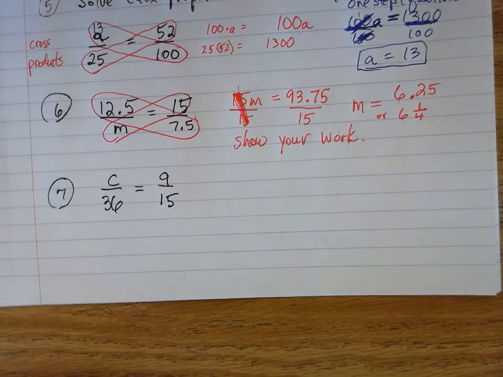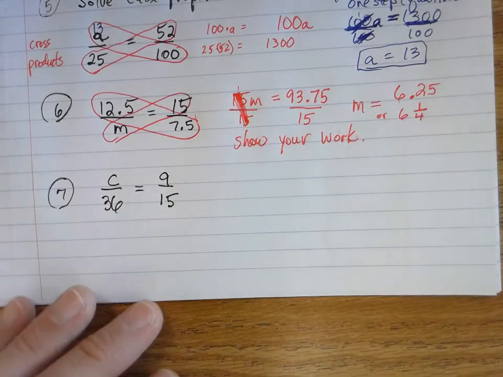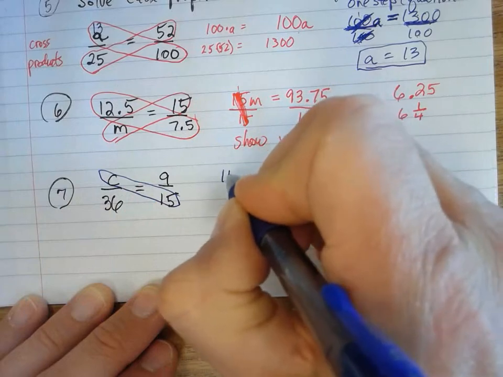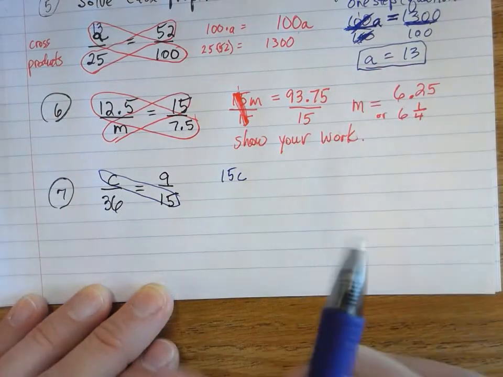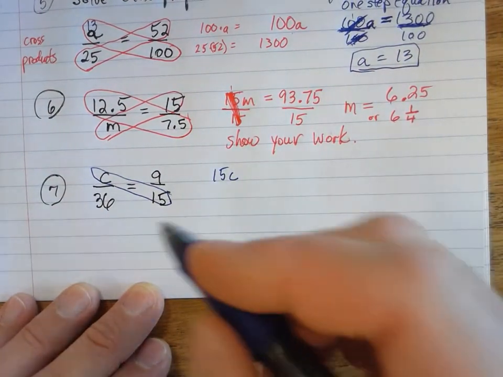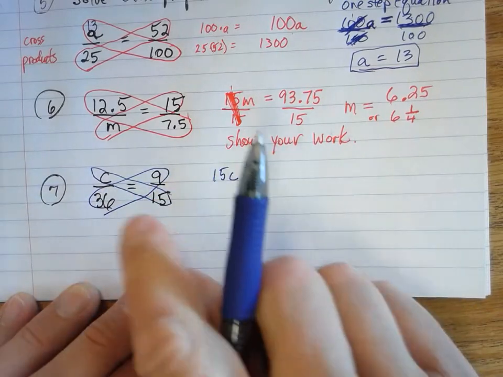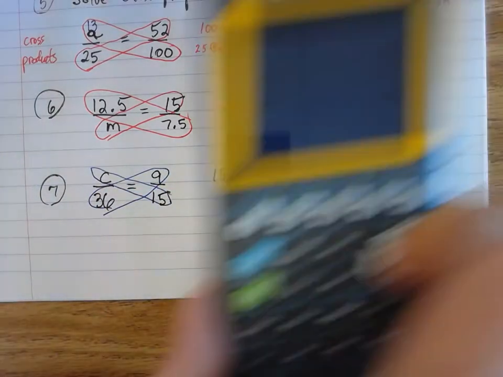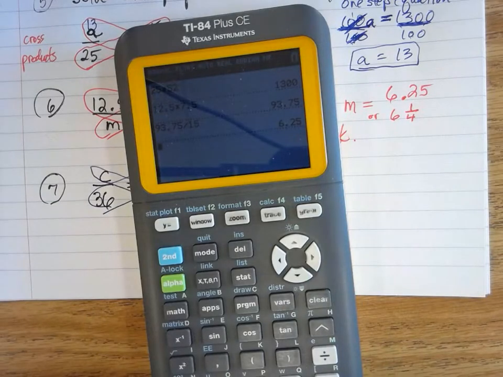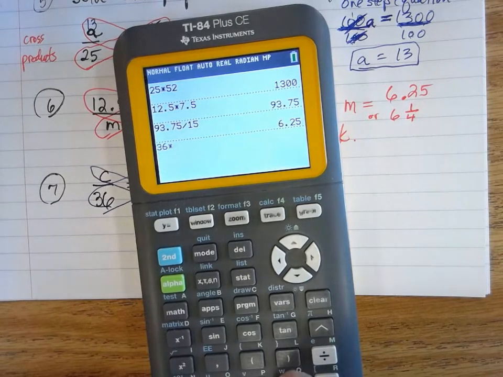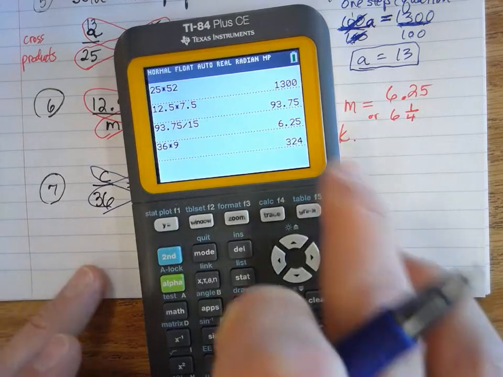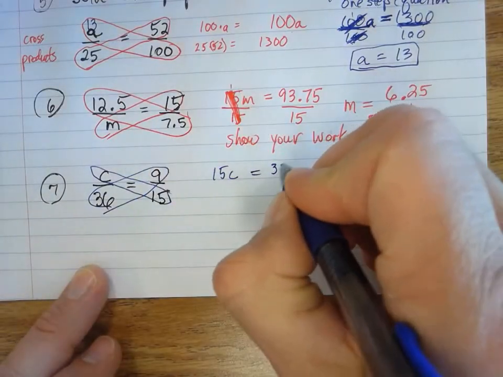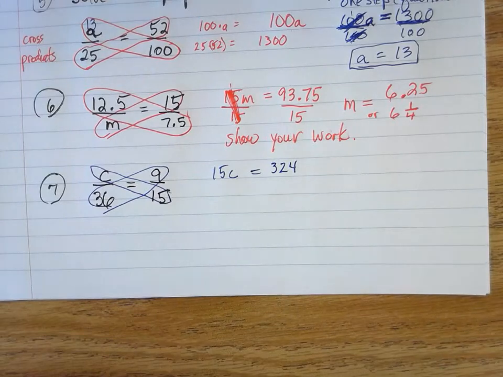Okay, time's up. All right, so let's do it real fast. Here we go. So again, I'm doing cross products. I'm going to do 15 times C, which is 15C. Hey, that's exactly the same as the other problem. I've got the 15 in front of the variable. 36 times 9. All right, I would know 36 times 10 would be 360. So this is going to be a little less than 360. If you don't know, 36 times 9 is going to be a little less than 360. That's 324. Okay, so 36 times 9, 324.